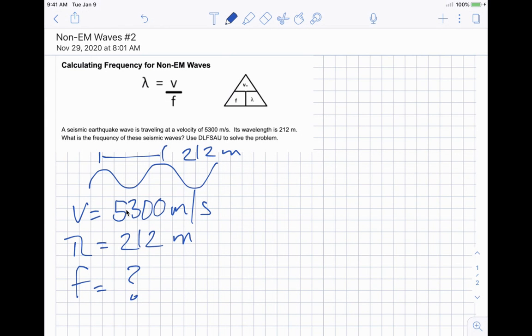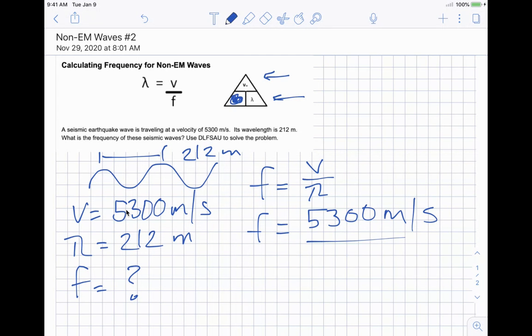So we look at our triangle because the next thing we need is F, which is our formula. We can cover up the F because that's what we're solving for, and that leaves us with velocity and wavelength. So that means that we have a formula that is frequency is equal to velocity over wavelength. So now I fill in my known variables. So frequency is equal to 5,300 meters per second over our wavelength, which is 212 meters.